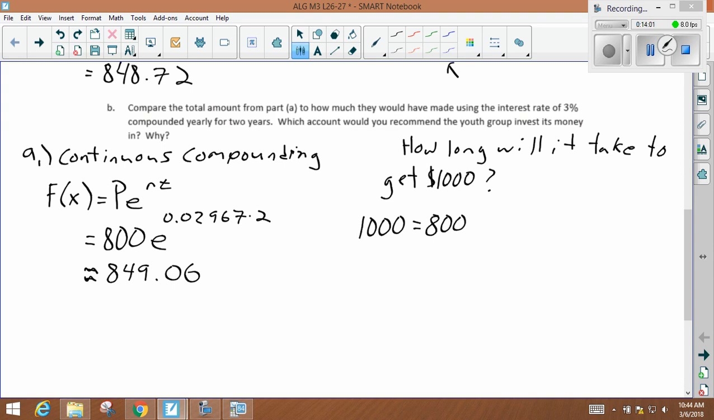800 e to the 0.02976, is it 76? So then this is a typo over there? All right. And we don't know how long it's going to take, right? That's what we want to know. So our variable is t. We got to solve for t.